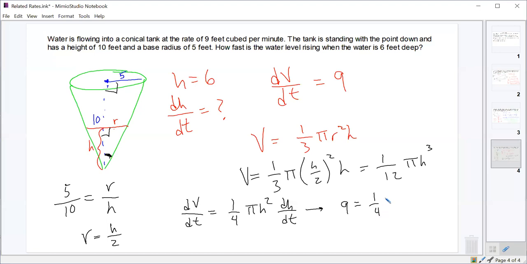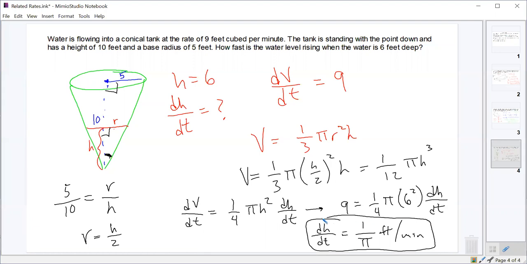9 is 1/4 of pi times the height, 6 squared. And what do we end up with as dH/dt? Multiply by the 4 is 36, right? Divide by the pi. 36 is 1. We just get 1 over pi. And this is feet per minute. Good or no?